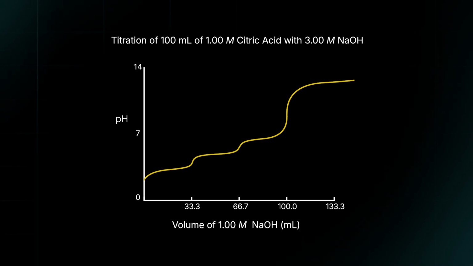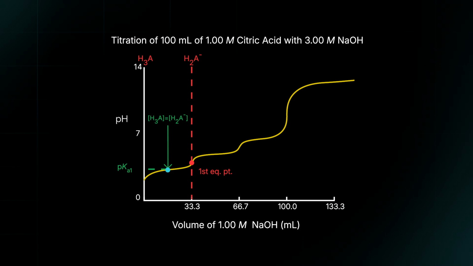In the first segment, we remove the first proton. As our base is added, hydroxide ions react with the citric acid H3A, gradually converting it to H2A-. This stage ends at the first equivalence point, where all of the H3A has been fully converted to H2A-. Midway through this process, at the half equivalence point, the concentrations of H3A and H2A- are equal. And the pH at this point corresponds to the first pKa of the citric acid.